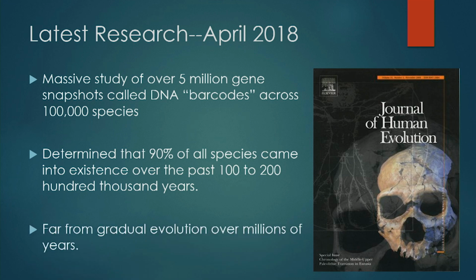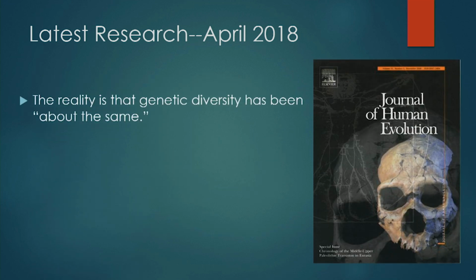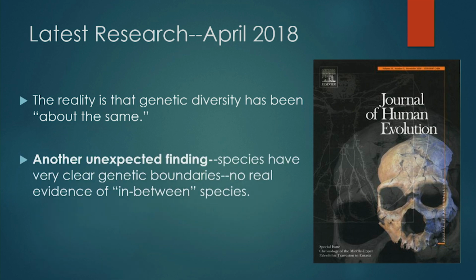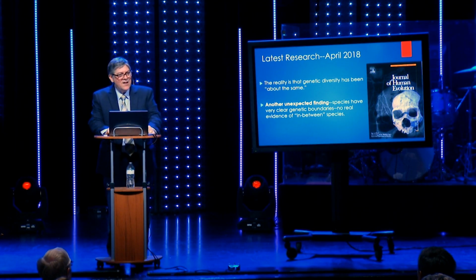That's far from gradual evolution over millions of years. And then it goes on and says that the common evolutionary view is that species will become more genetically diverse over time through mutation and natural selection, but the reality is that genetic diversity has been about the same over the entire period. Another unexpected finding is this, that species have very clear genetic boundaries, no real evidence of in-between species. This is exactly what creationists have been saying all along.